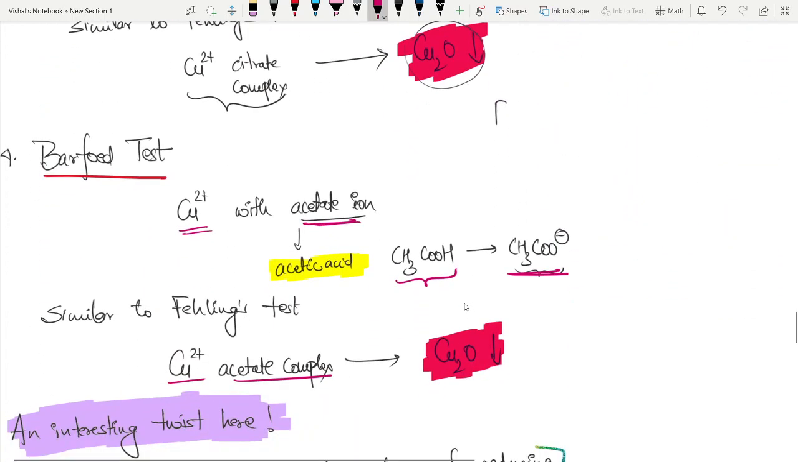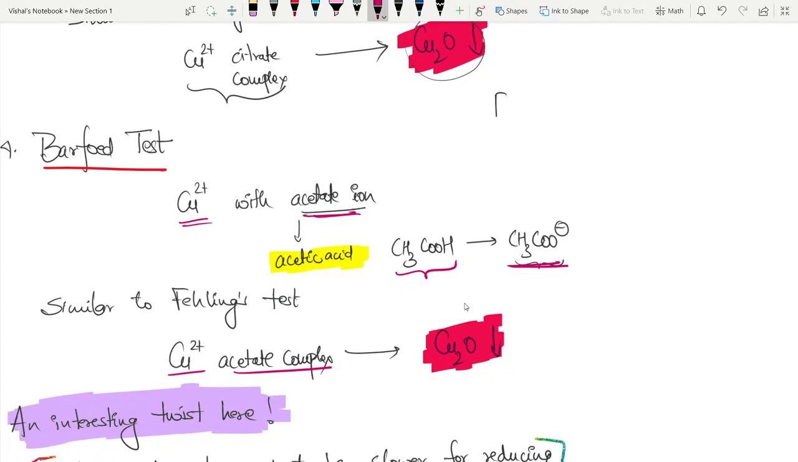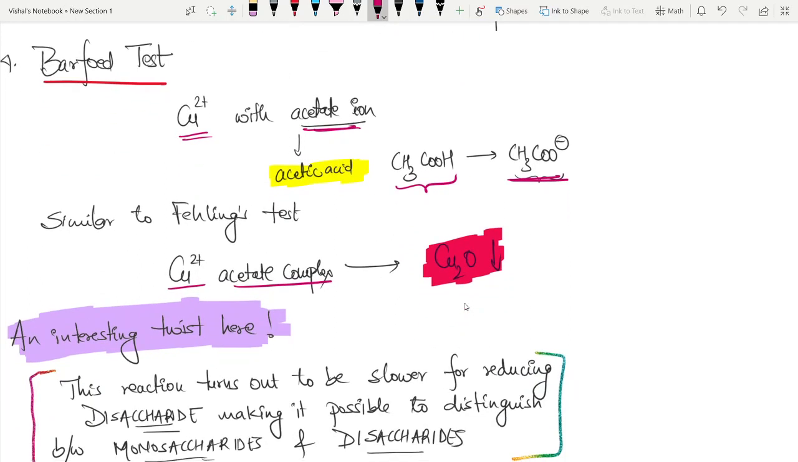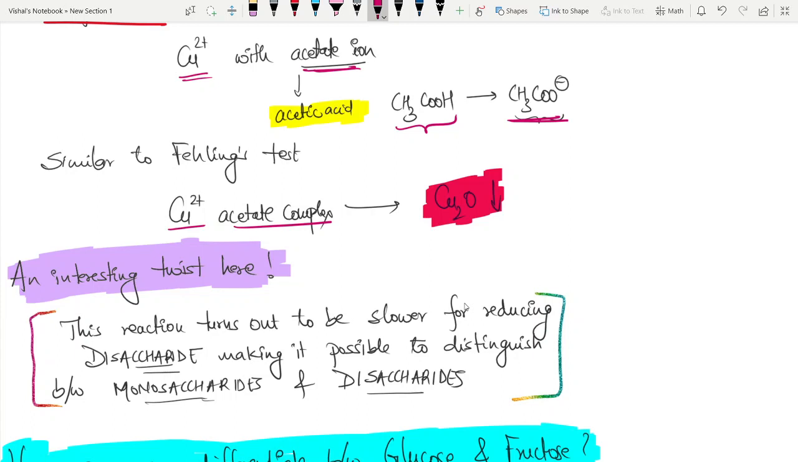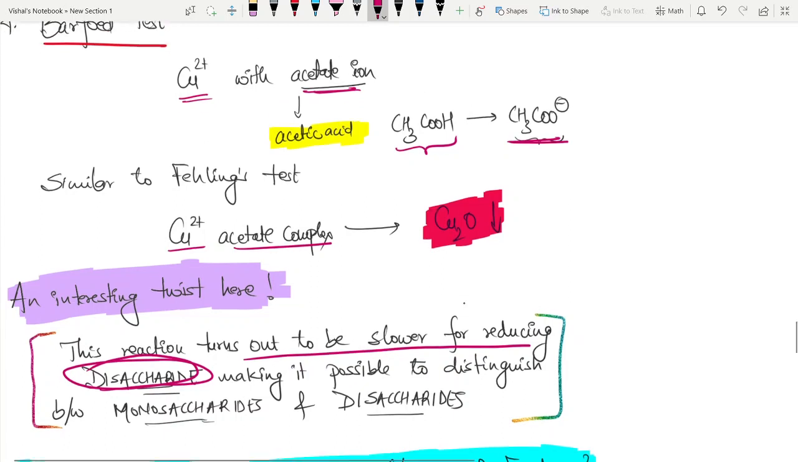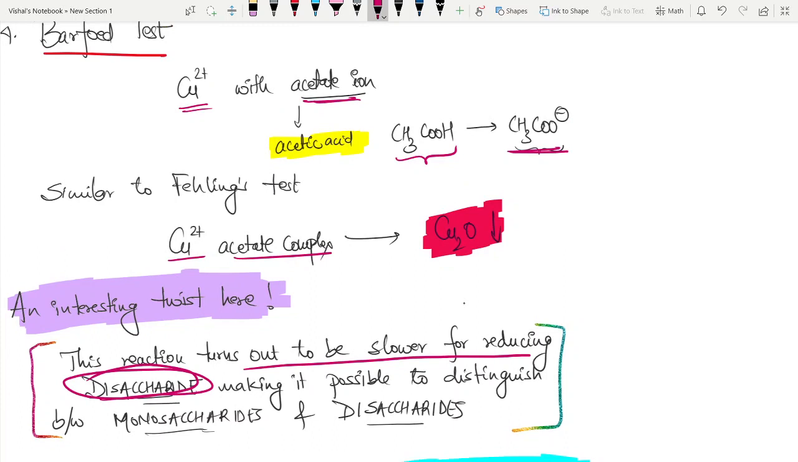Fine. But with the Barfoed test, there is a very interesting twist here. The twist is that the reaction turns out to be slower for reducing disaccharides. Disaccharides, which are reducing in nature, can also give this test, but they turn out to be very slow. So it makes it possible to distinguish between monosaccharide and disaccharide, and that's how the Barfoed test is used mostly in the laboratory, to distinguish between monosaccharide and disaccharides. Both of them could be reducing, both of them can give the test positive, but the disaccharide will be slower.